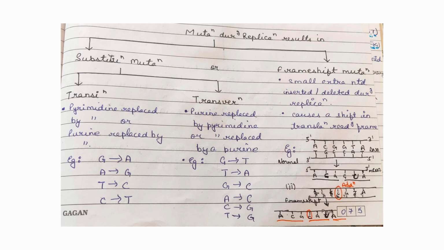Now we come to frameshift mutation, in which extra nucleotide is inserted or deleted during replication, and this results in change in translation reading frame. As we can see in the example, this is a normal case where normal translation takes place, but in the second case an extra nucleotide is added, which results in the change of reading frame.